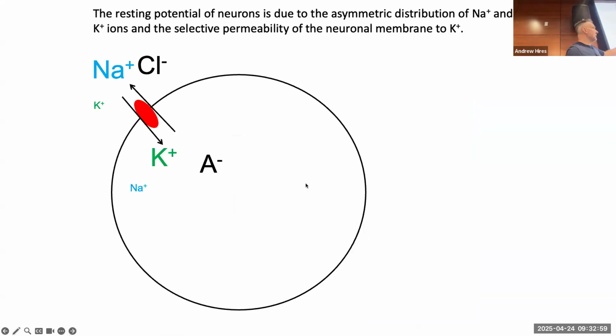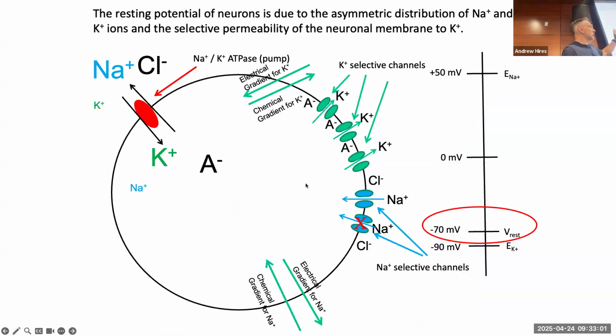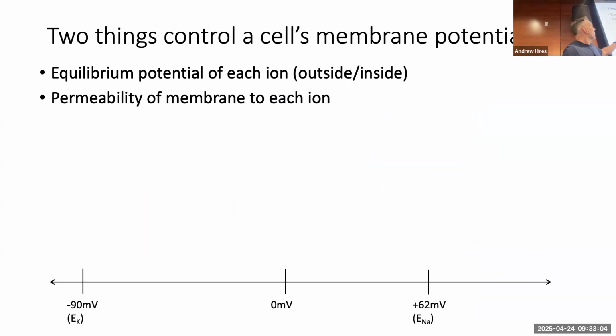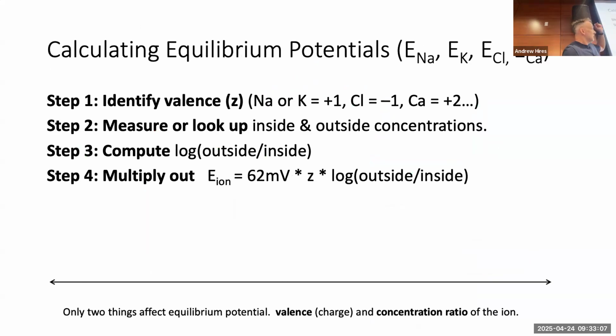What controls the equilibrium potential is only two things. One, the concentration ratio of the outside to the inside. And two, the charge, the valence of that ion. Is it positively or negatively charged? Is it +2 or +1? So how can we calculate an equilibrium potential? We've got the equilibrium potential for sodium, for potassium. We could do chloride, calcium, even magnesium if you wanted to. Nobody really cares about magnesium that much, but you could do it.